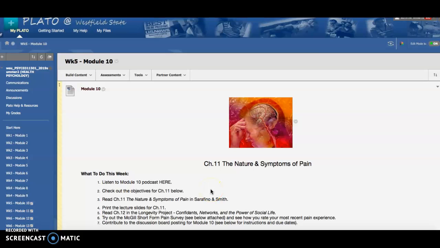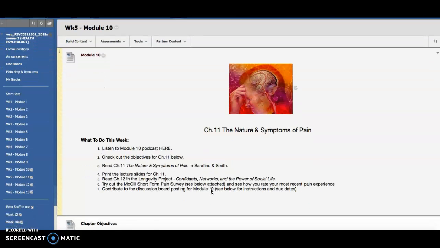Welcome everybody. We are now in week 5, so we've got 2 more weeks left of the class, and this week we're going to be covering modules 10 and 11, so you'll only have 2 modules for this week, and both of the modules will deal with pain. So module 10 will be looking at the nature and the symptoms of pain, and then in module 11 we'll be looking at how to treat pain.